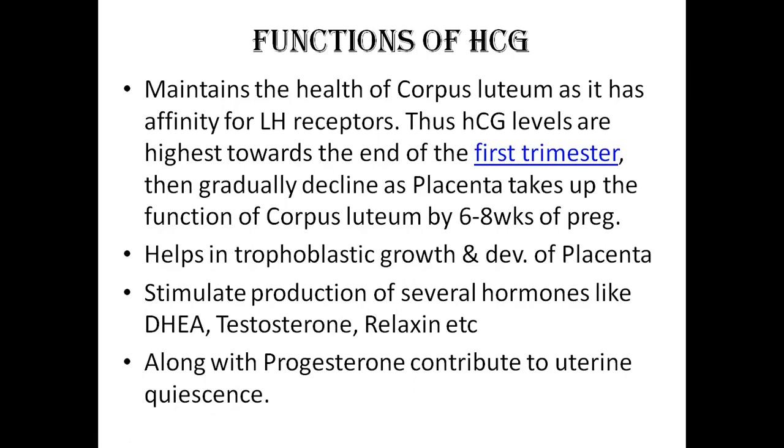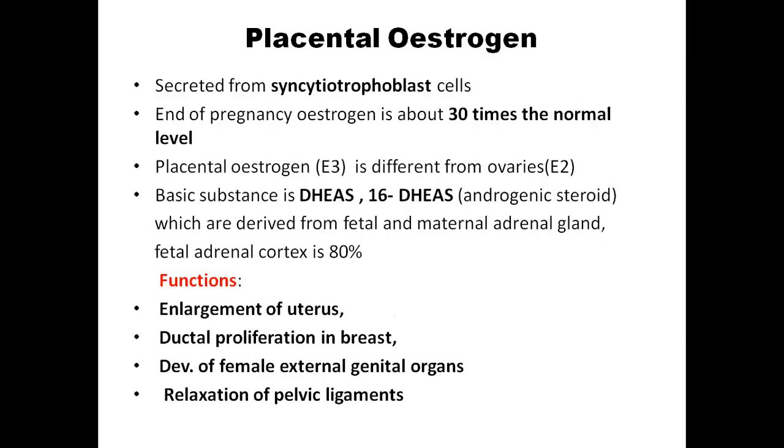Now, it stimulates several hormone production, especially the testosterone and DHEA. If you remember the sex differentiation, you know that this early rise of testosterone and DHEA is very important for sex differentiation. And along with progesterone, HCG contributes to the uterine quiescence. That is, it inhibits the oxytocin sensitivity, downregulates the oxytocin receptors so that the uterus remains quiet and there is no chance of early abortion.